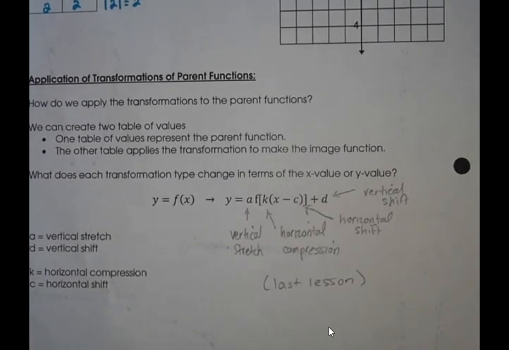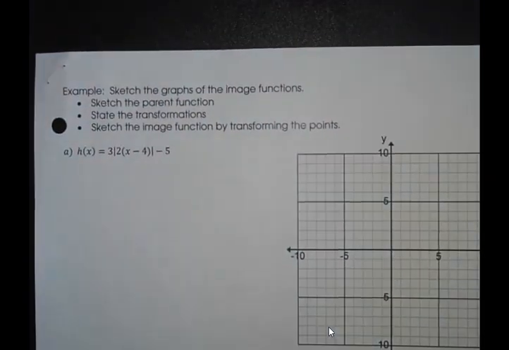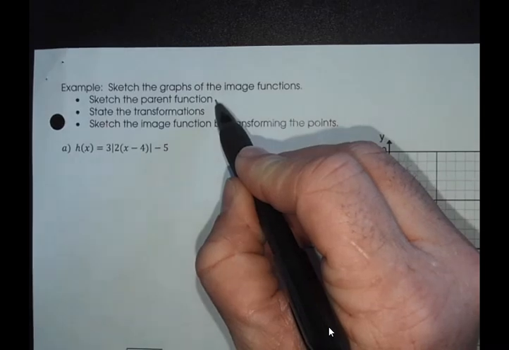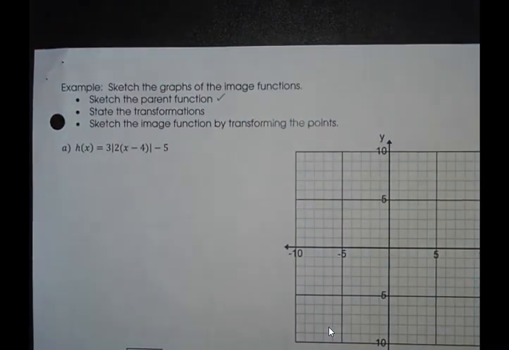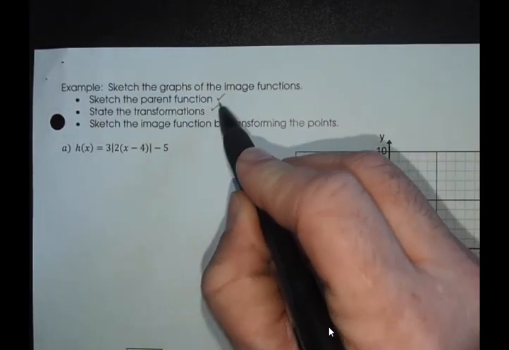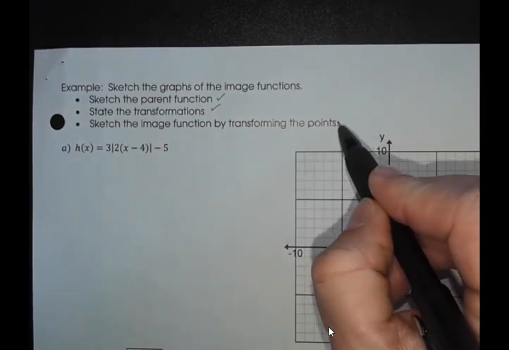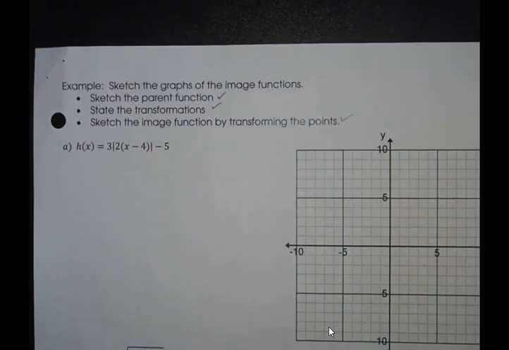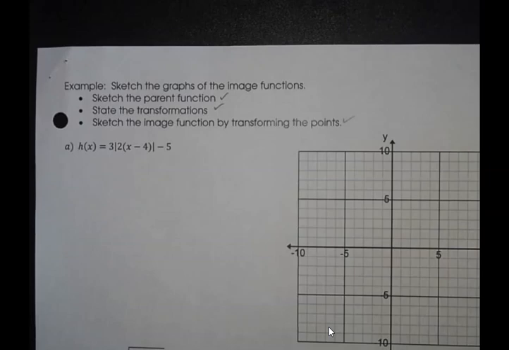All right, and any time you need to pause to check your thinking, please push pause and you can go through that. All right, so this is the meat and potatoes of the lesson. One thing that we're going to do is sketch the parent function. We're going to state the transformation, and then we're going to sketch by transforming those points. So if we can transform the points, we can transform the graph.